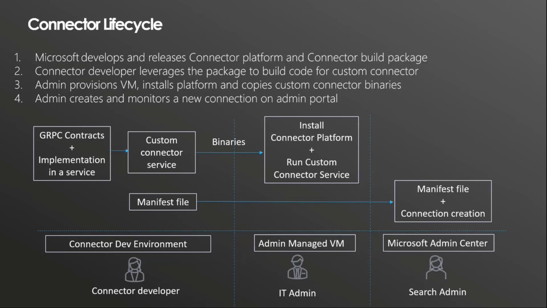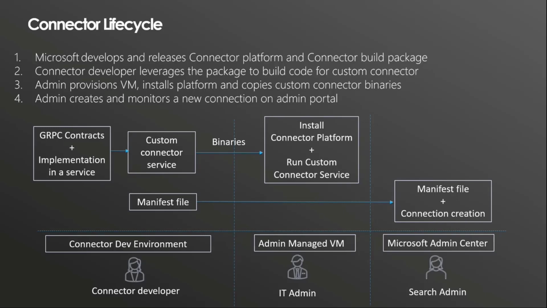And the build package will enable the connector developer to write the connector code easily. The connector developer would leverage this package to build the code for their custom connectors. And once they are done with the testing and are ready with the connector binaries, they will pass these binaries to the admin. The admin will install this connector platform on their VM and run the connector service to build their custom connector.